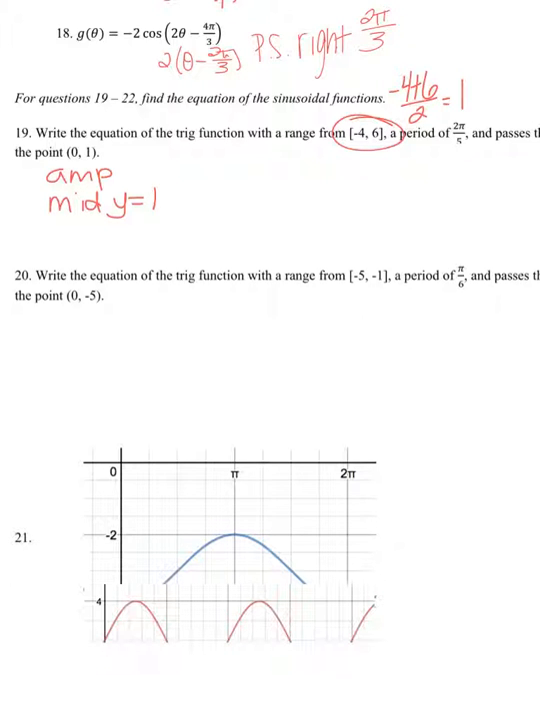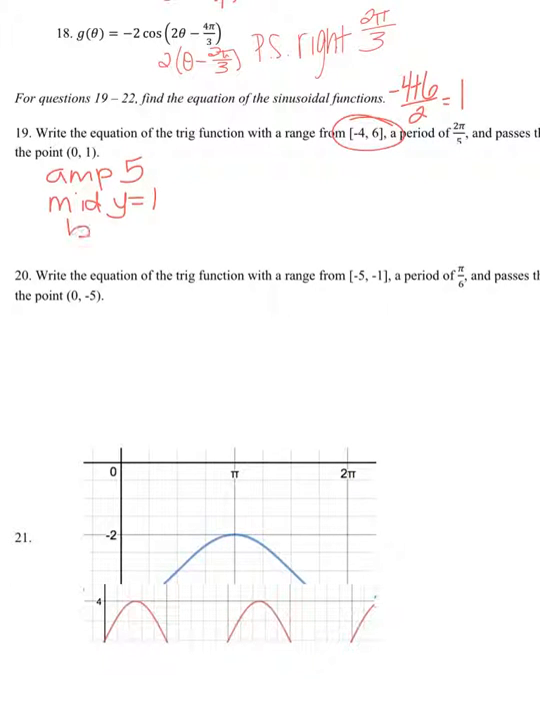And then if I'm at 1, how far do I have to go? This is going to help me find the amplitude. If I'm at the midline, I need to know for the amplitude, how far do I have to go to get to 6 and to -4? I have to go 5. So my amplitude is going to be 5.